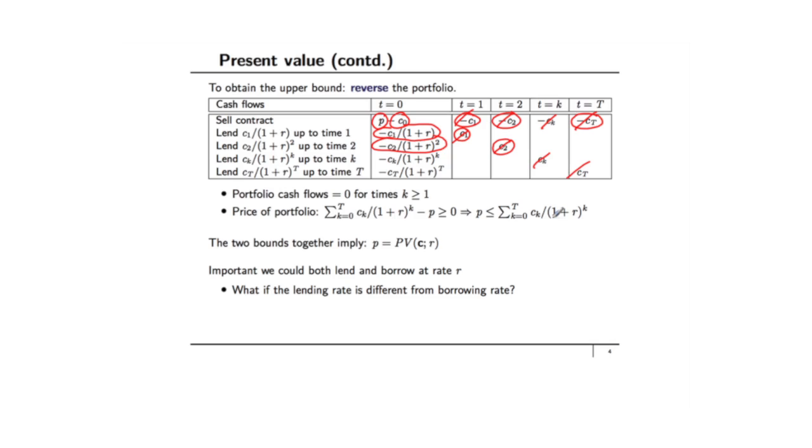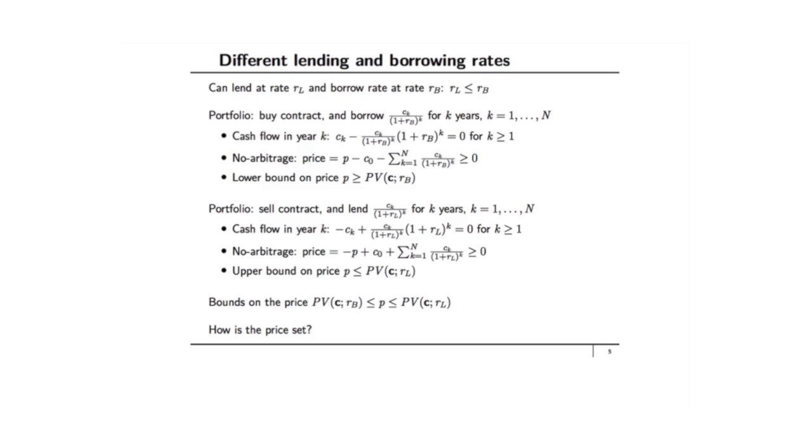What if the lending rate is different from the borrowing rate? Now the present value calculation doesn't work, and we have to construct a different arbitrage argument. Here's the arbitrage argument for different borrowing and lending rates. So we can lend at the rate RL and borrow at the rate RB. And typically the lending rate is going to be less than the borrowing rate. What is the lending rate for a typical investor? It's the interest rate that you are given for deposits in a bank. And the borrowing rate is the interest that you have to pay for loans taken from the bank. And typically the borrowing rate is going to be strictly larger than the lending rate.